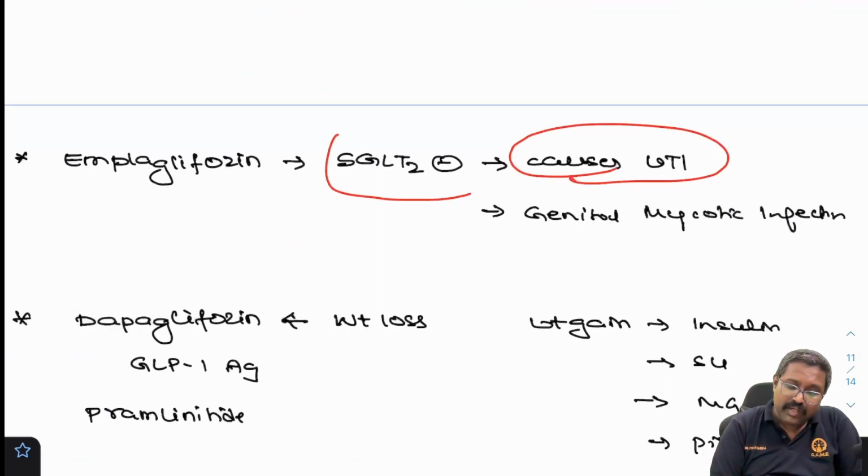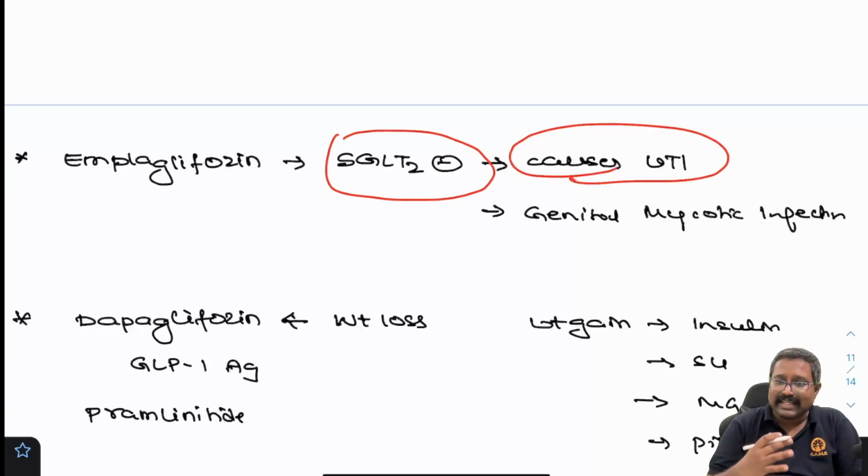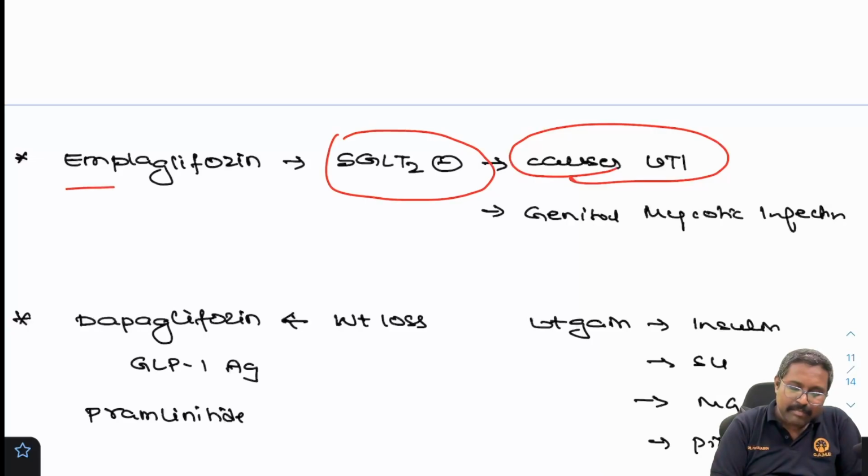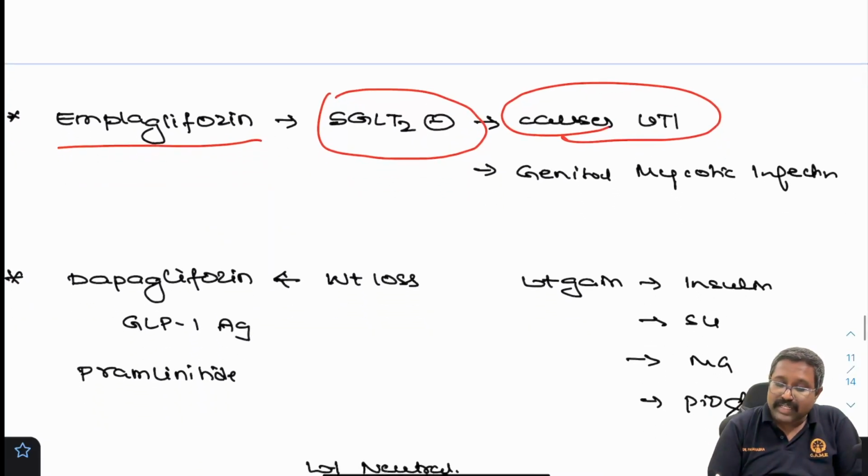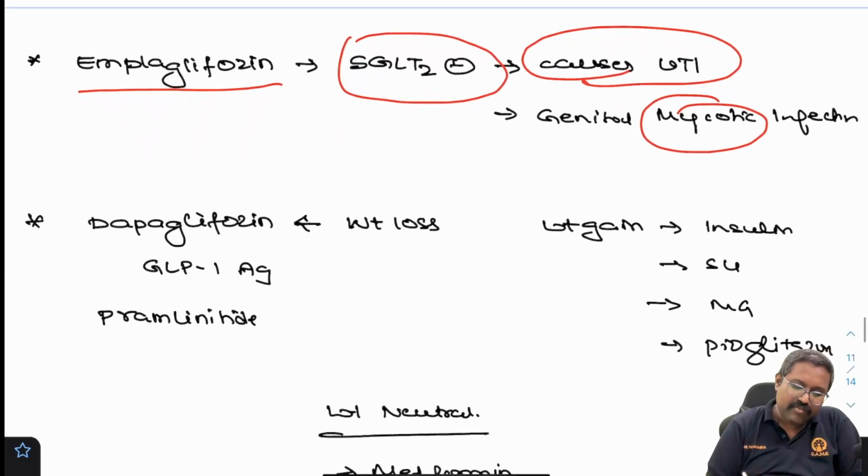So the risk of urinary tract infection was maximum with which antidiabetic drug? The drug which are blocking the SGLT2 inhibitors in the renal system. Thereby it decreases the absorption of the glucose. That is the empagliflozin, which are most commonly risk for genital mycotic infection, that is the fungal infections.